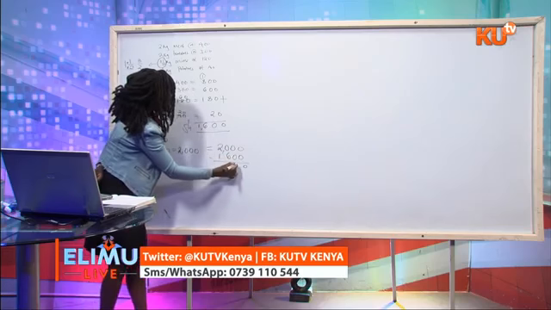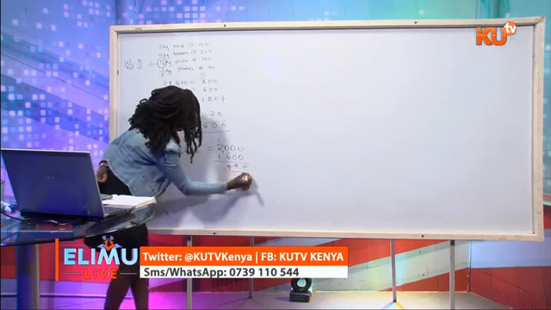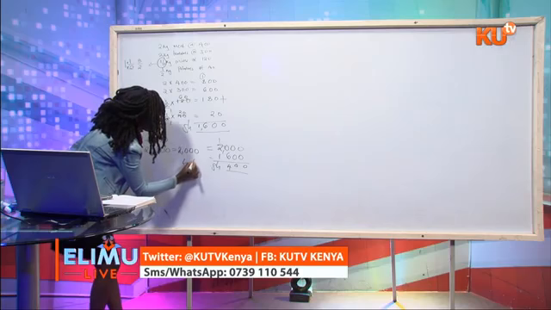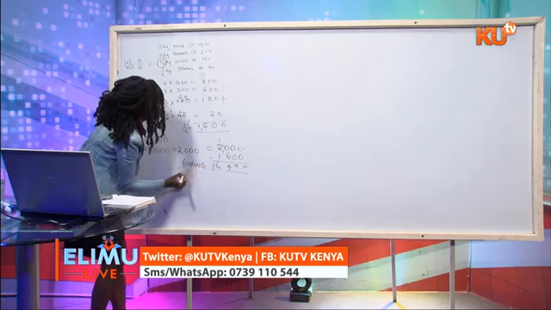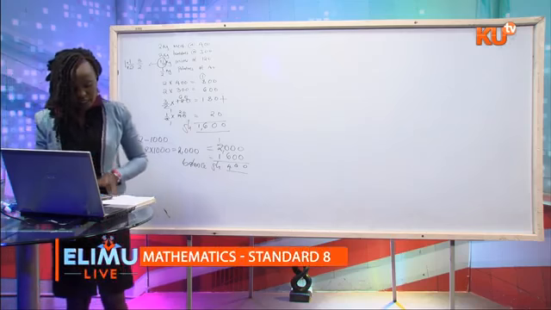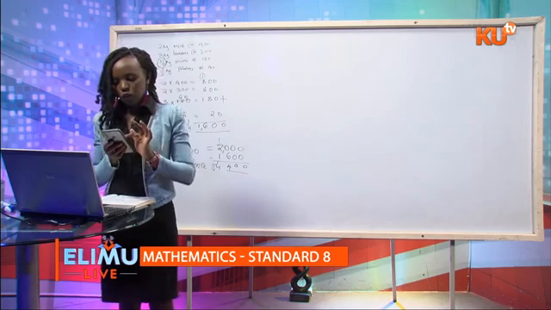So we borrow 1. 10 minus 6 is 4. So that means Juma got a balance of 400 shillings. So that was the balance that person received. Then we go to 2016.